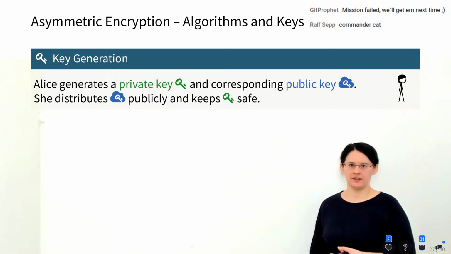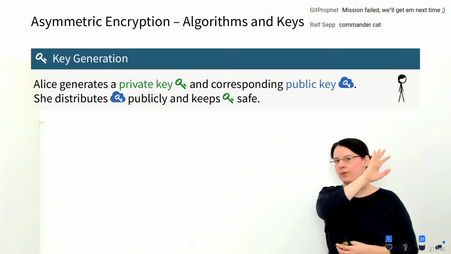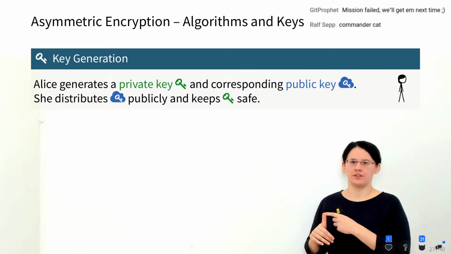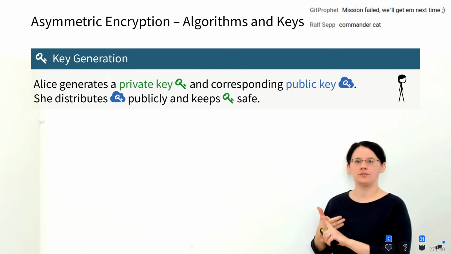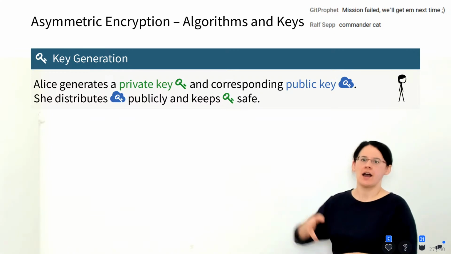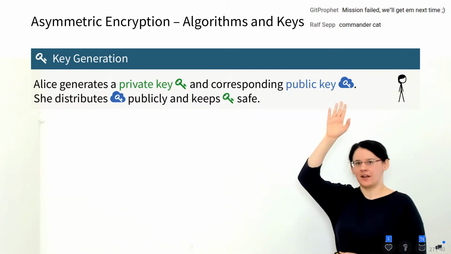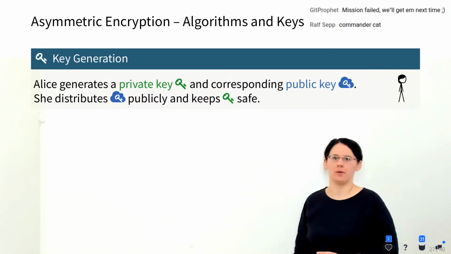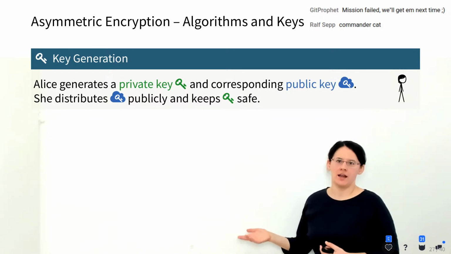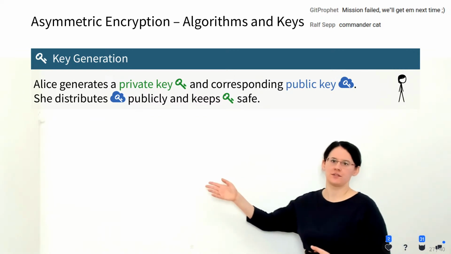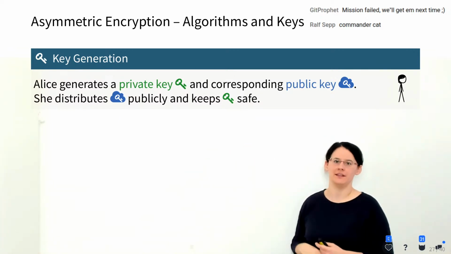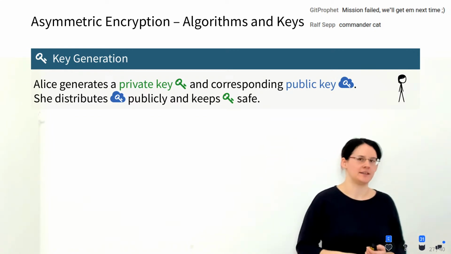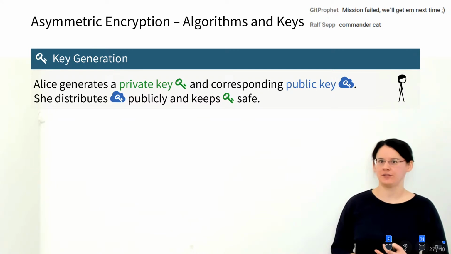So for key generation, in our case, Alice is the owner of the secret key, of the private key. So she will need to generate her private key and also to derive the corresponding public key. I'm representing this here by a key symbol in the cloud because it is key material, but it's public. So it can be put out in the cloud, for example. And after this key generation is done, she distributes the public key publicly and keeps her private key safely somewhere. So this is the first algorithm that needs to be defined when you define an asymmetric encryption scheme.